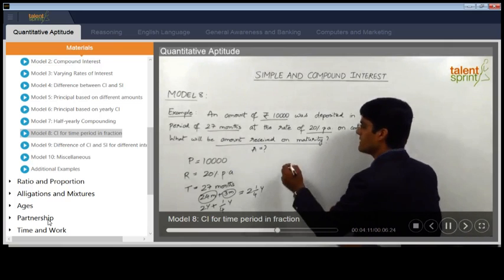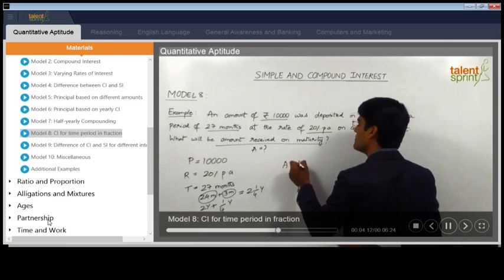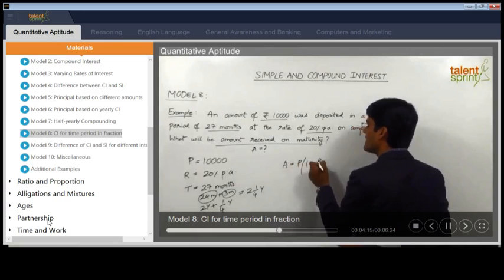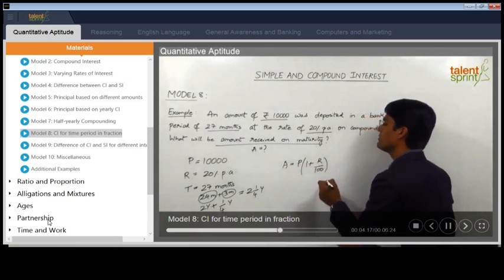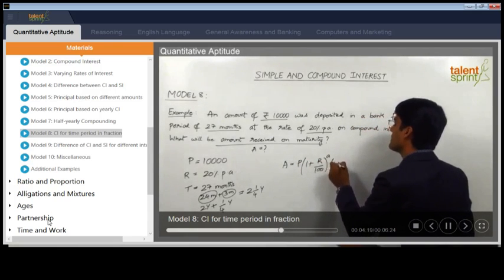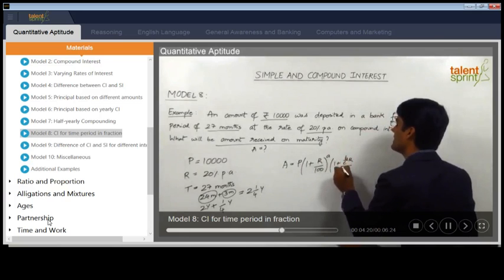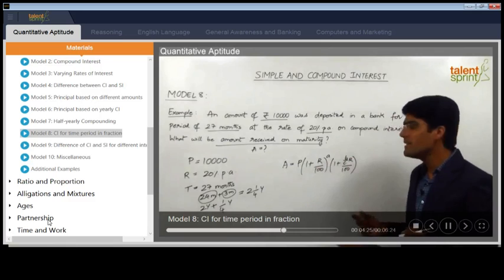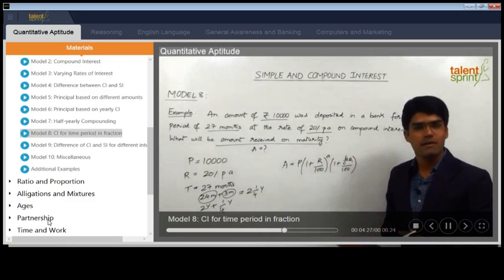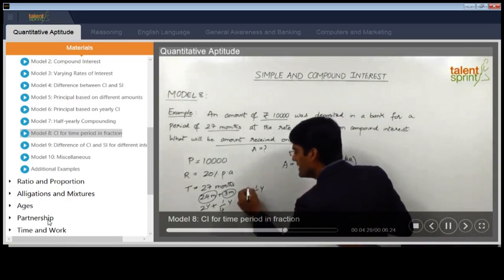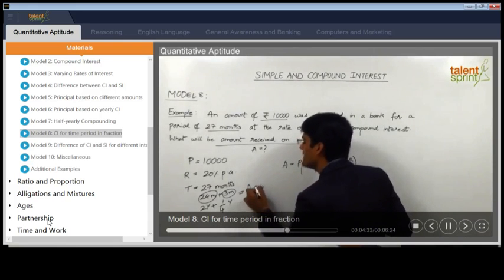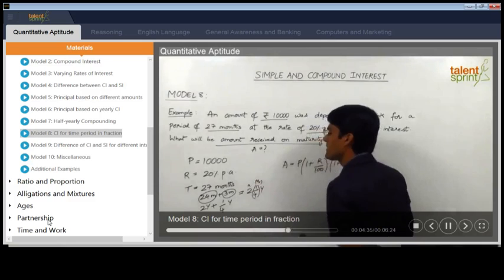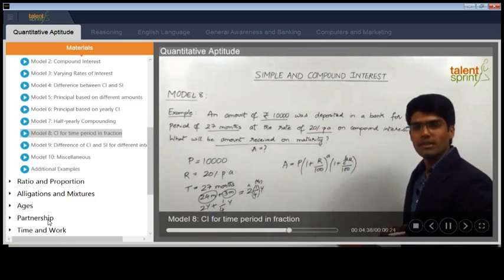And the formula that we have discussed was amount should be equal to principal into (1 plus r by 100) whole to the power of a into (1 plus (b by c) r divided by 100), where a is nothing but the integer part of the time period and b by c is the fractional part of the time period. So as you can see here, the integer part is 2. So a is equal to 2 and b by c is equal to 1/4. Now let us substitute these values and get the required answer.